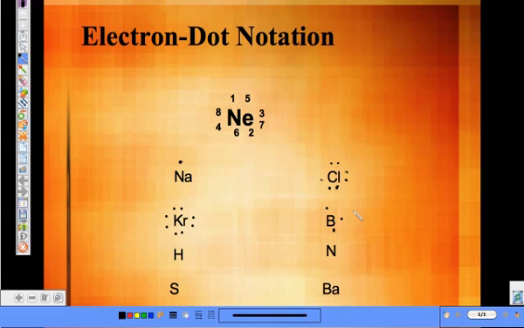Hydrogen has how many valence electrons? 1. That 1 could be on any side, any of the 4 sides. How about nitrogen? 5, yep. So we have 1, 2, 3, 4, and then the 5th one could go on any side. I'll just put it up here.